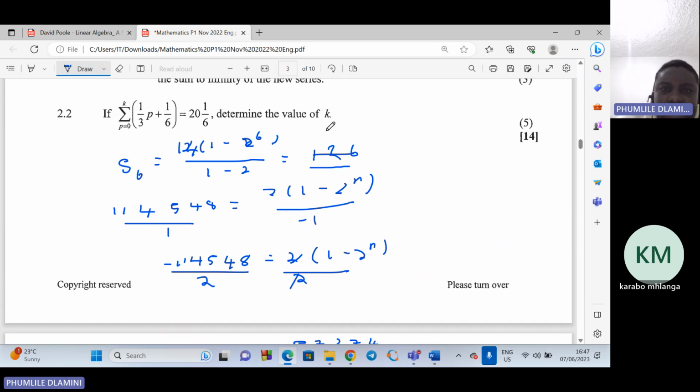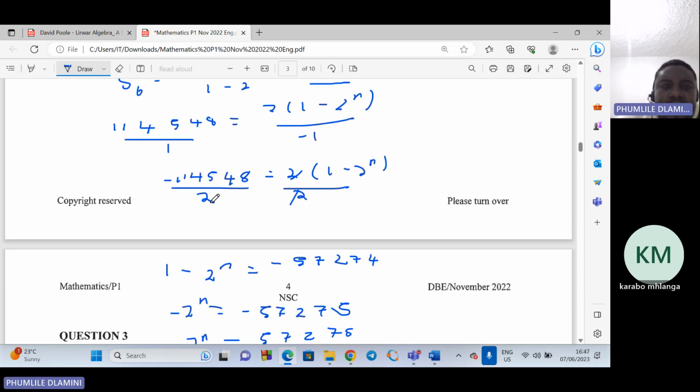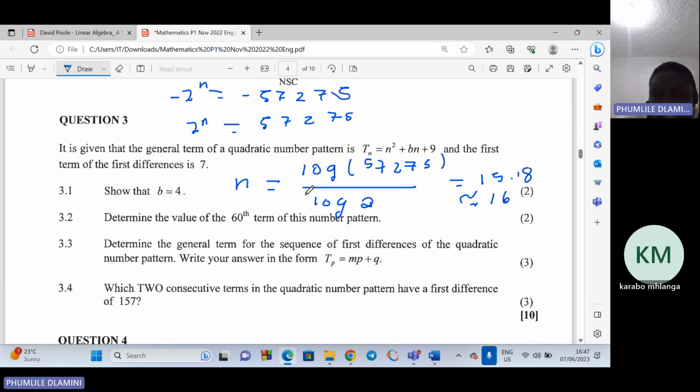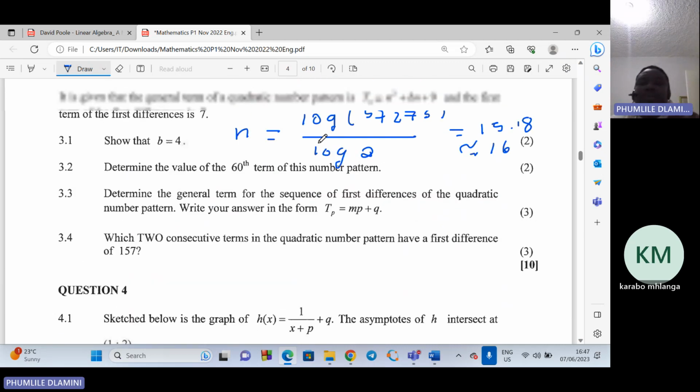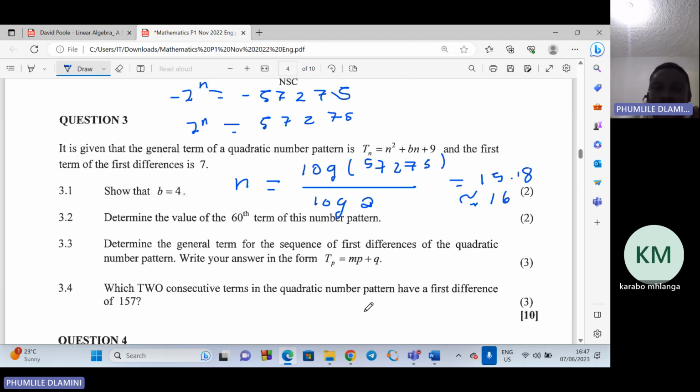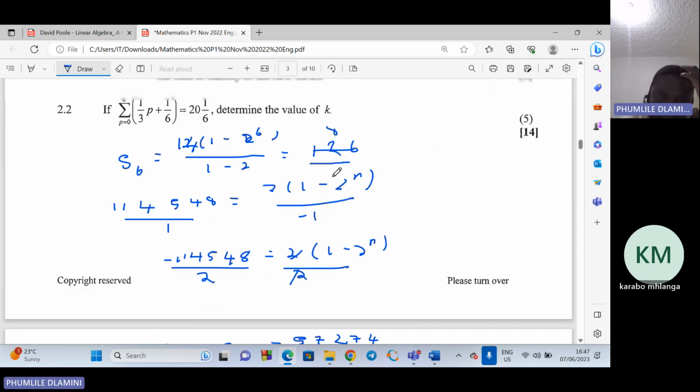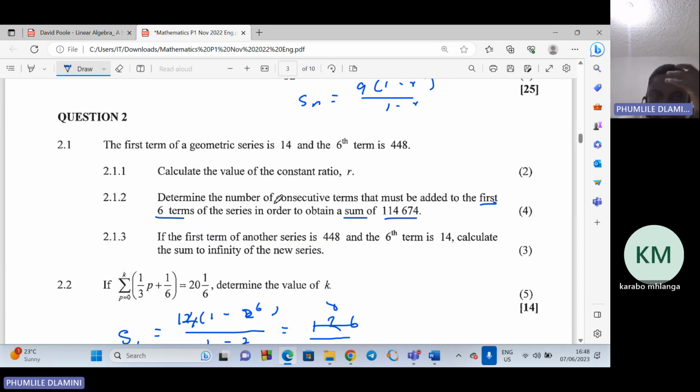Then you can just cancel. It's going to be 800 and something. Then you use exactly the same strategy that we were doing. When you do it, you will get the answer n equals 30. So exactly the same way we were doing is the right method.